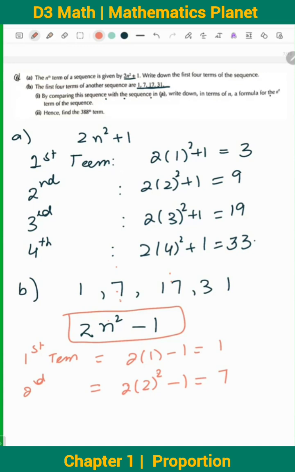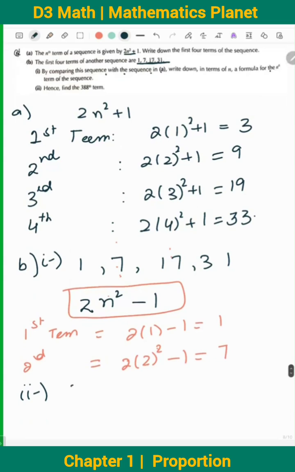Okay, now the second part is find the 388th term. This is part 1, this is part 2. Now because we have the general formula, we can easily find the 388th term. 2 times 388 square minus 1. Okay, what will we get?